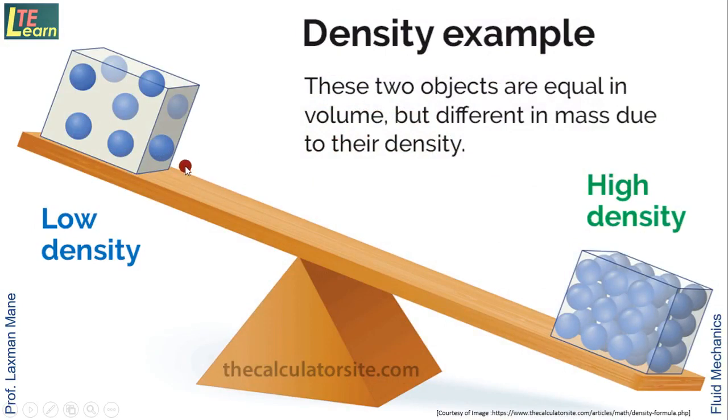Here we see that these are two cubical shaped blocks of the same volume, but on the right side the mass quantity is higher, so the ratio of mass to volume is higher, that's why the right side cube has high density.